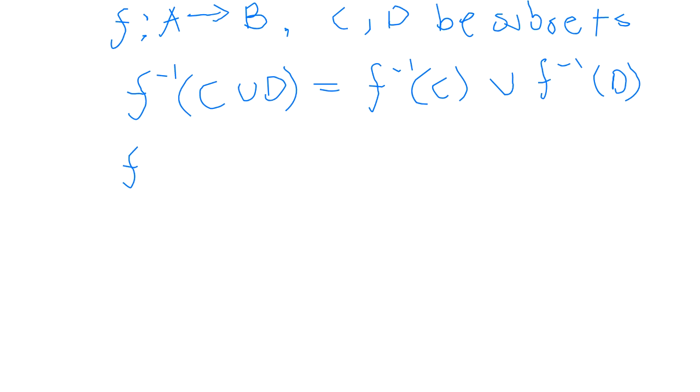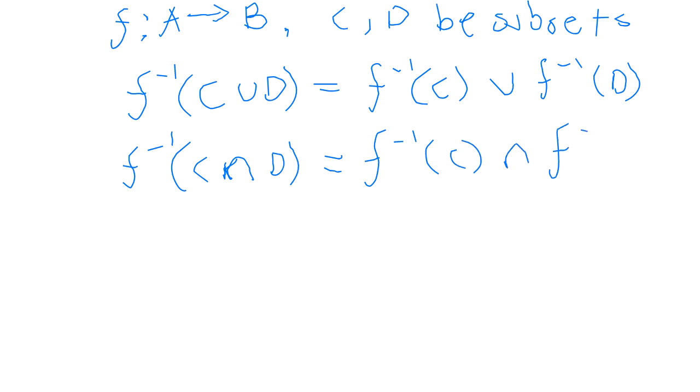So the inverse image of the intersection of those two subsets, the intersection should be an upside down U, sorry, is the inverse image of C intersected with the inverse image of D. These are not hard to remember because they're very straightforward. They're not fancy like the De Morgan theorem.